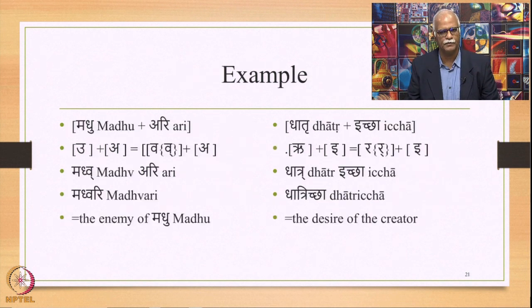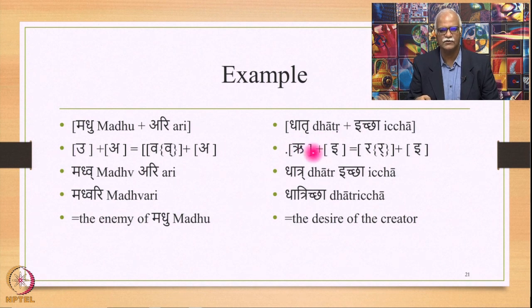Let us take one concrete example and the other example on the right hand side. So here are the two examples. One is Madhu plus Ari, put in the square bracket to indicate that this is a compound. Same thing is true about the second example also. So actually what it denotes is there is this U followed by A, wherein U is substituted by V consonant and the output is V plus A. So Madhu plus Ari, and you apply 6177 here because there is scope for application of 6177 and you get the output in this form, Madhva plus Ari. You join it together and you get the word Madhvari, which means the enemy of Madhu.